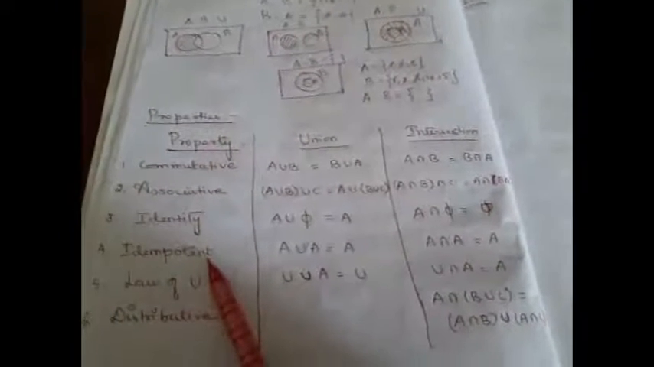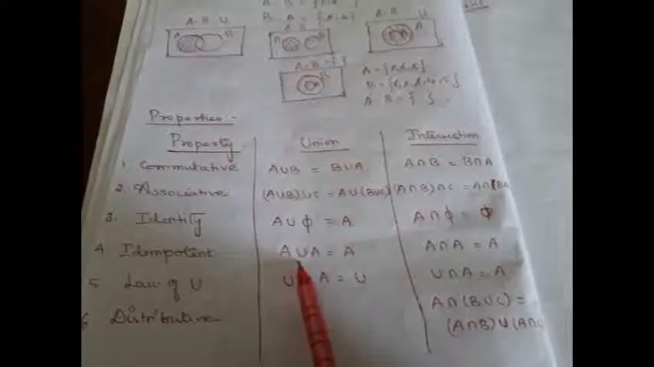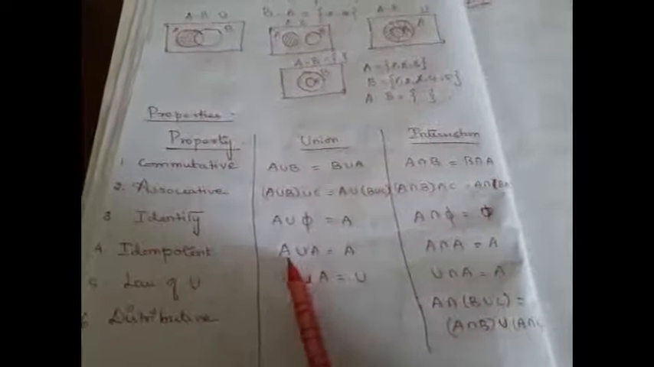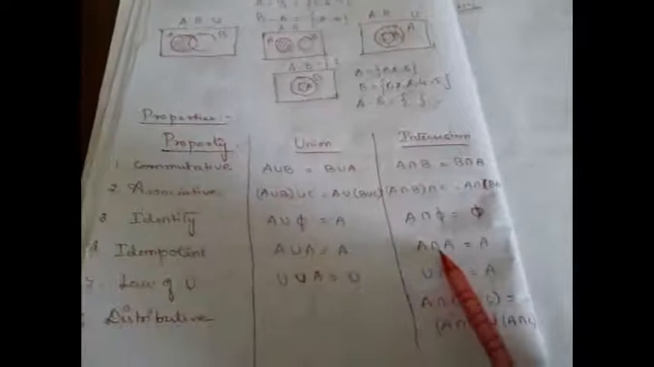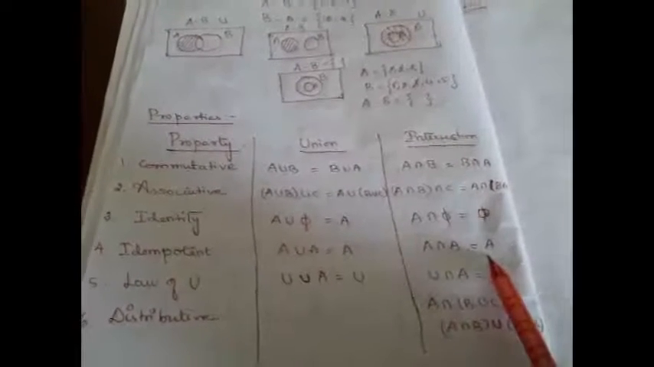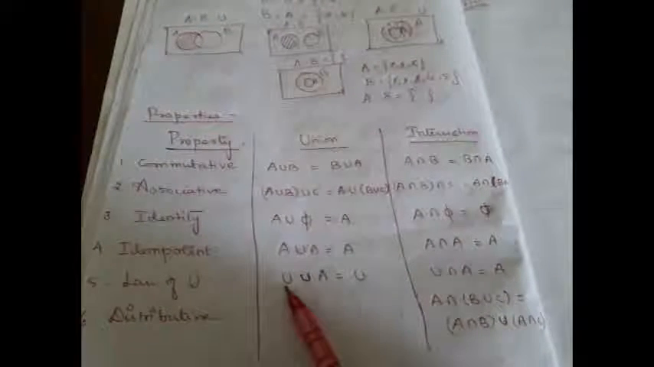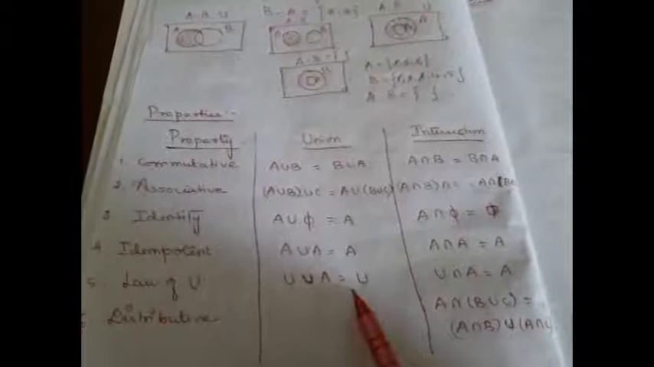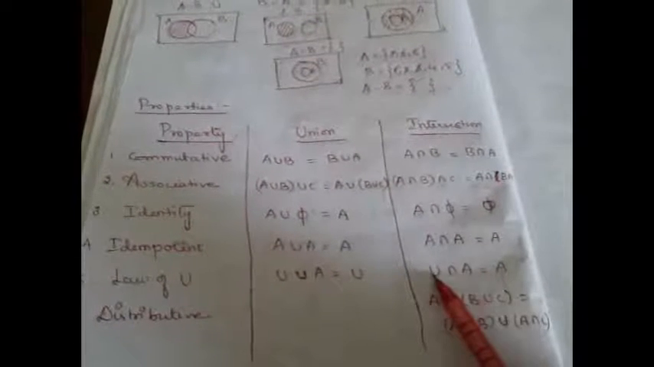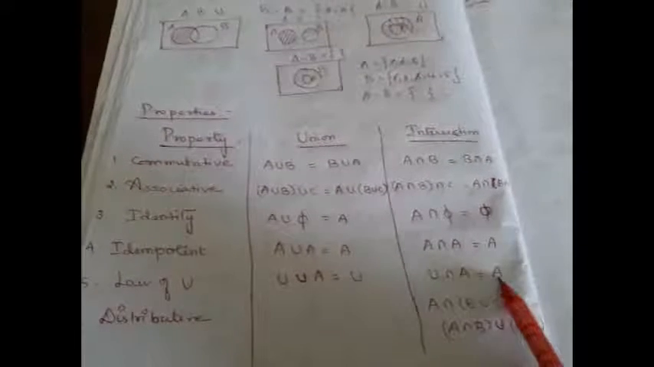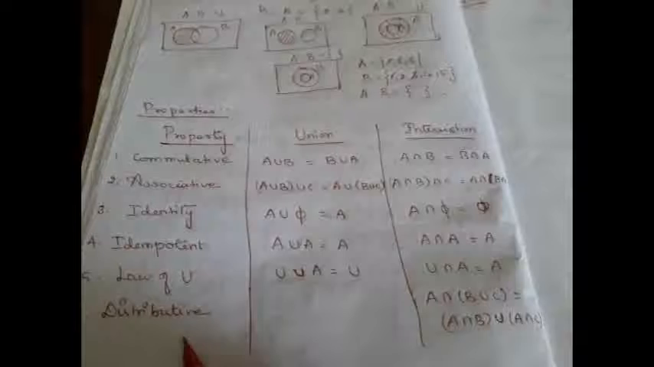Then idempotent, which is new to you. Idempotent is finding the operation with the same set. A union A is nothing but the same set A. If we are going to find the intersection also, we will be getting the same set. Then law of union. If you find the union of a set with the universal set, obviously you will get the entire elements in the universal set as your answer. If you are going to find the intersection of a set with the universal set, you will get the set as your answer.